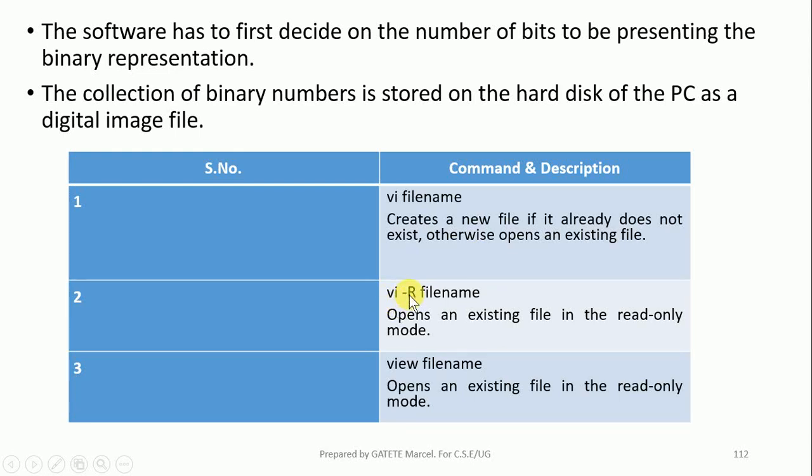If I put vi -R filename, it will open an existing file, but in read-only mode only. It means that we will be able to read the file, but it will not be possible to change its content. If I put view filename, it will open an existing file in read-only mode. It is easier than typing vi -R, so I can type view. It works like vi -R and opens the file in read-only mode.